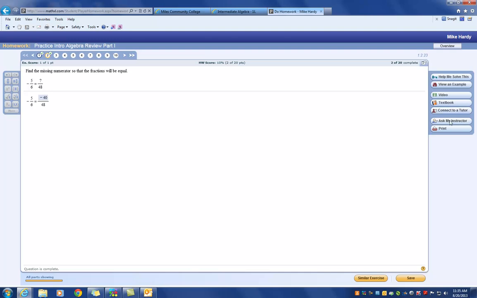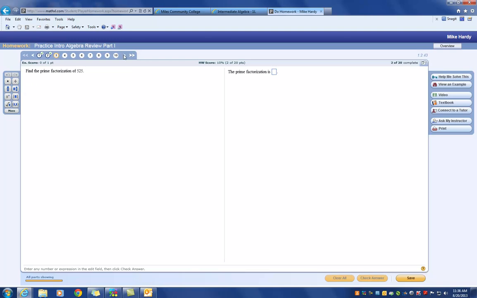Ask my instructor. This is a way to just send me an email. And finally, printing the problem. If you like to see a printed page, please don't print every single one of these on school printers because we don't quite budget for that. But these are all the options you have when you need help on a problem. And you can just keep doing it until you get it right. When you get it right, it gets check marked and you can move on. And you can move on just by clicking the next number up here or by clicking one of these arrows here.